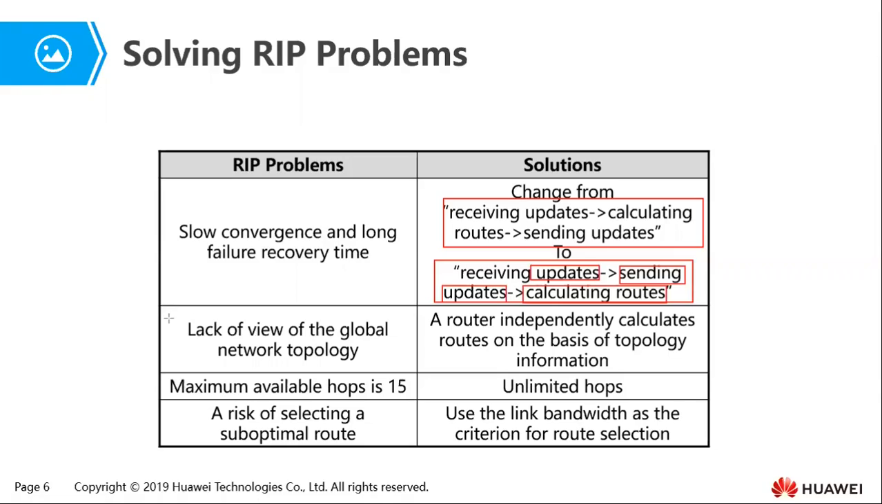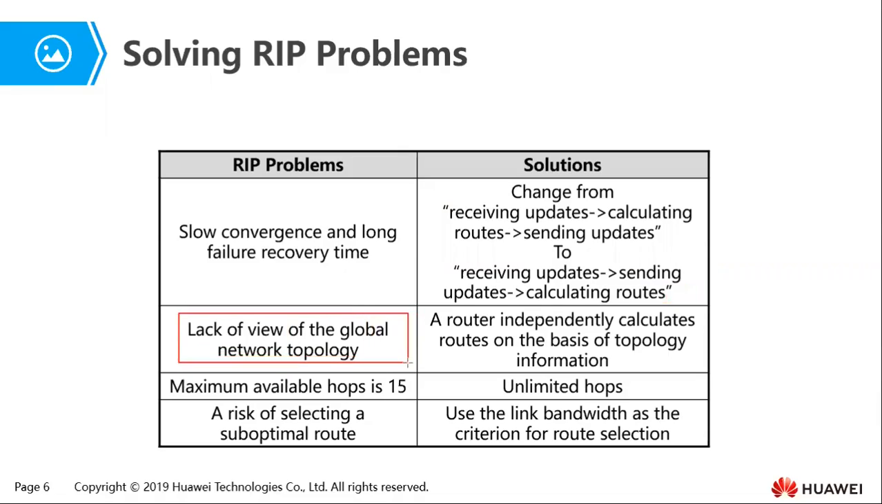Then the second problem is the lack of a view of the global network topology. I think I have already explained this. The solution is that a router can independently calculate routes on the basis of the topology information, and therefore the router can see the entire topology. That is really what happens in OSPF and in other link state protocols, as we are going to see. In the subsequent topics, we're going to see how a router is able to learn about the entire topology of the network.